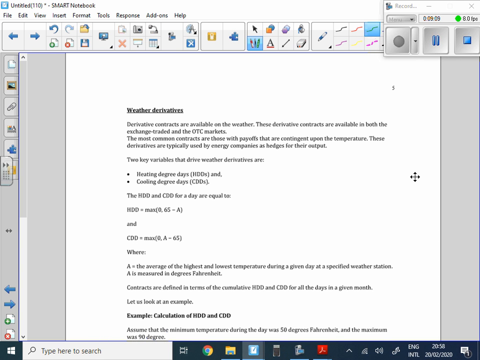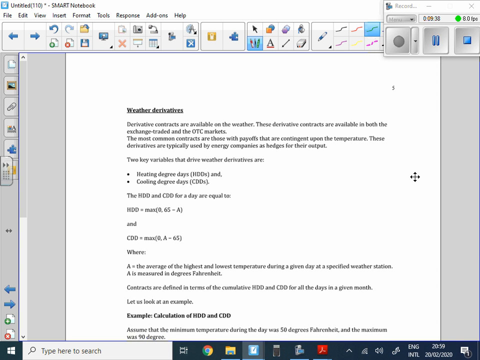Okay, good. Let's go. The most common contracts are those with payoffs that are contingent upon the temperature. If it gets too hot or too cold, that could destroy crops, that could destroy whatever else. These derivatives are typically used by energy companies as hedges for their output. Okay. Two key variables that drive weather derivatives are heating degree days and cooling degree days. Okay, it does get a little bit crazy and technical.